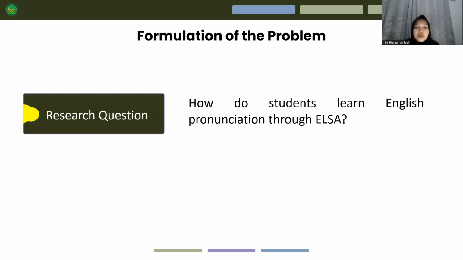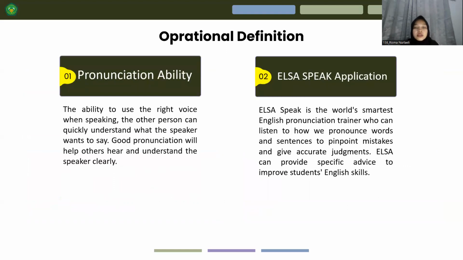The next is the formulation of the problem. Here is the research question: how do students learn English pronunciation through ELSA. And for the operational definitions, there are 2 points that I explain here. First one is pronunciation ability. Pronunciation ability is the ability to use the right voice when speaking. The other person can quickly understand what the speaker wants to say, and good pronunciation will help others hear and understand the speaker clearly. And the second one is the Elsa Speak application.